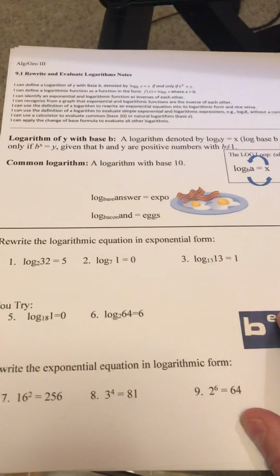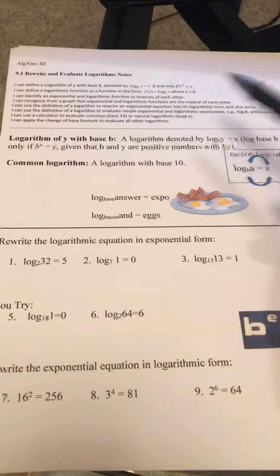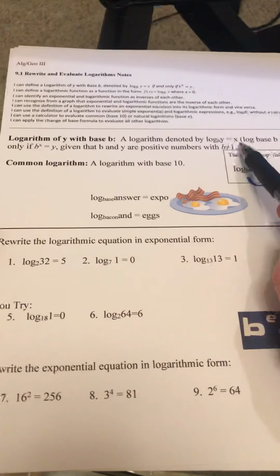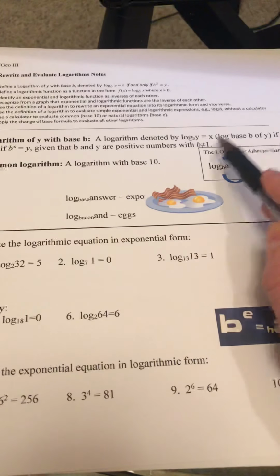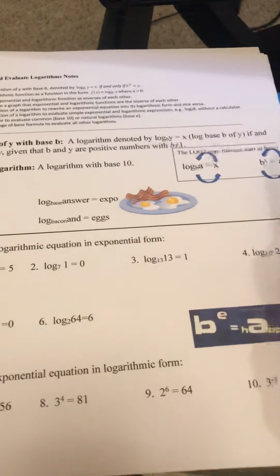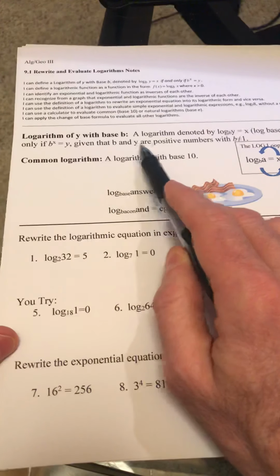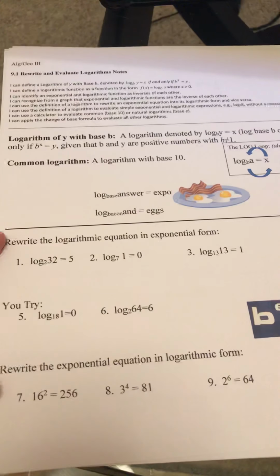And we're going to go over what is now called a logarithm. And a logarithm is just another way of rewriting an exponential expression. So I'm just starting here with our definition. If you have a logarithm of y with base b, a logarithm is denoted by log base b of y equals x. So again, you can see here in parentheses, we say this as log base b of y if and only if b to the x equals y, given that b and y are positive numbers, and b also cannot equal 1.